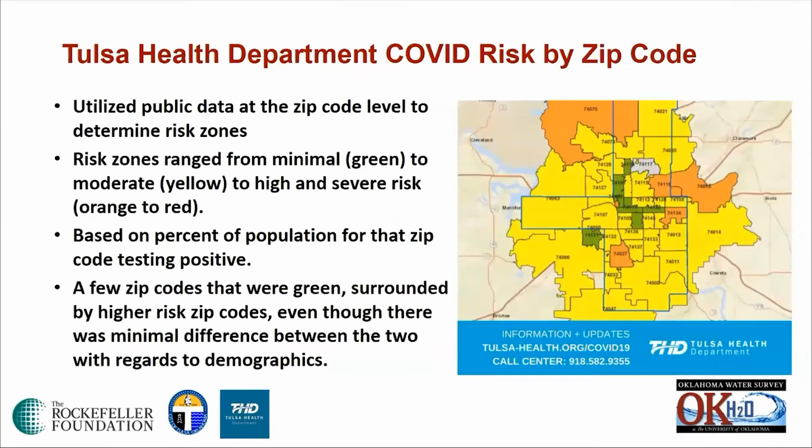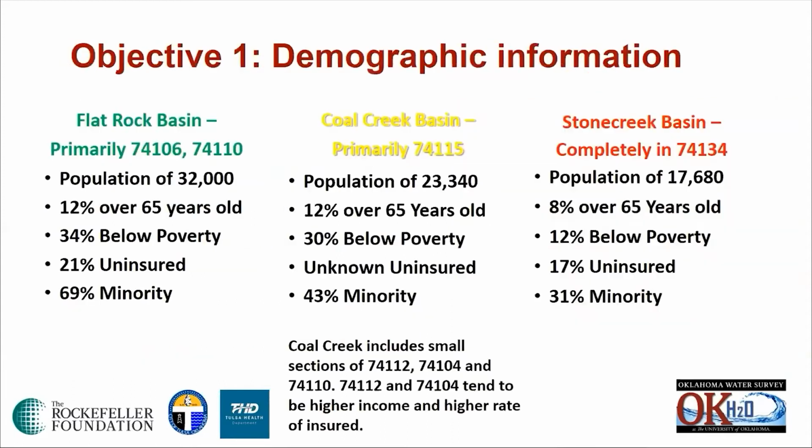Tulsa, based upon testing data and information, they would classify different zip codes as risk zones, from minimal, which was green, to moderate, yellow, and high or severe risk, orange to red, based upon percent of population that tested positive, knowing that some areas there's not a lot of testing and reporting going on, and so they weren't sure how that was working out. So we wanted to utilize the population in these 3 areas and our wastewater to see what's going on. So first we looked at the Flat Rock Basin, which was in the green, as shown here.